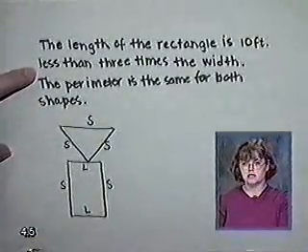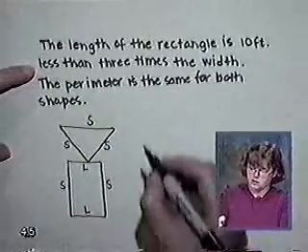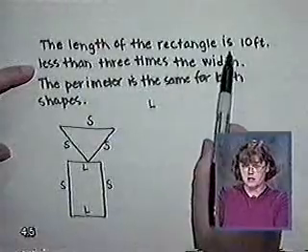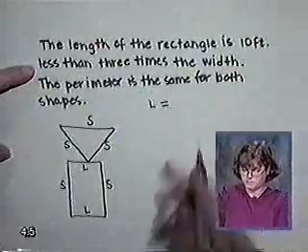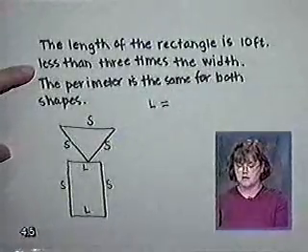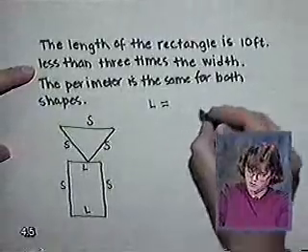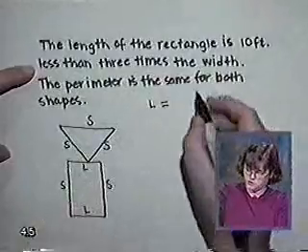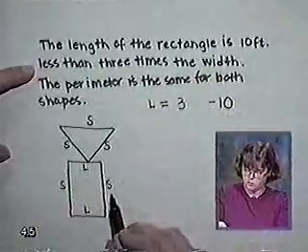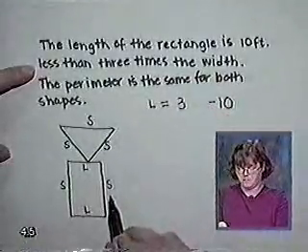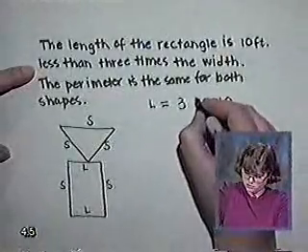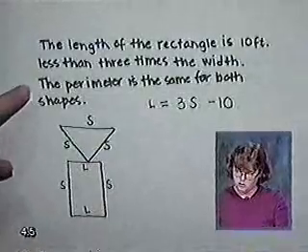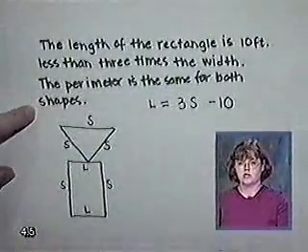So I'm going to translate this word sentence into an equation. The length of the rectangle is L. The word is a key word for equals. 10 feet less than, so I'm going to have something minus 10, 3 times the width. So that would be 3 times the width. I've used the letter S to represent width. Okay. The perimeter is the same for both shapes.